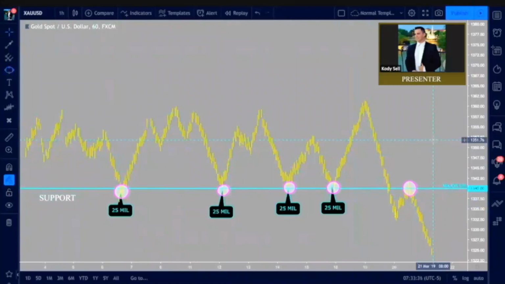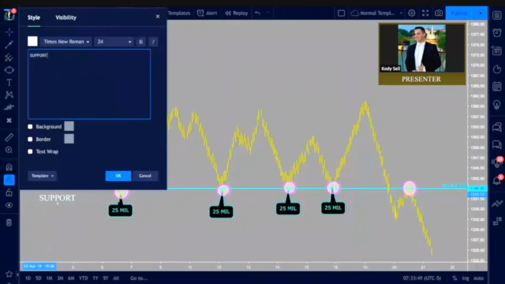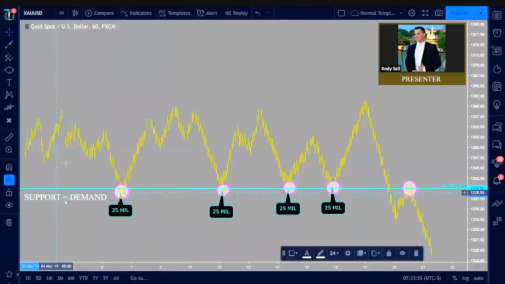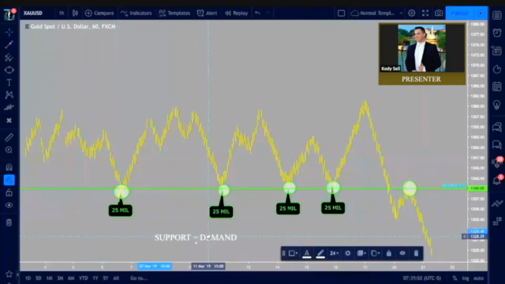However, now you understand why this support level in the market is actually forming. So what I'm going to do is change our word support to demand. Let's move this right over here, and then I'm going to change all of this to green. Now, why did I change all of this to green? The reason is that I'm going to move this down here now.